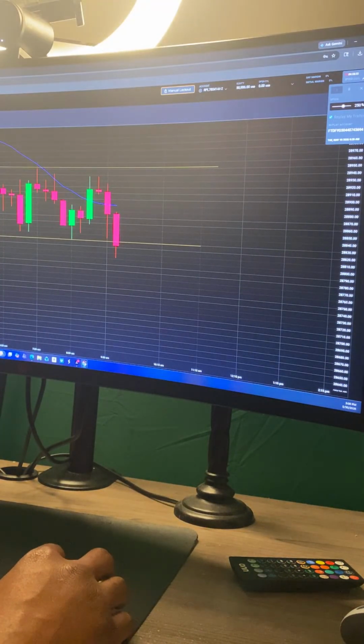And we want to get in. Once it breaks, as we can see, it already broke. But you got to be sure because of what? It can retrace on you, and we don't want it to retrace. All right.